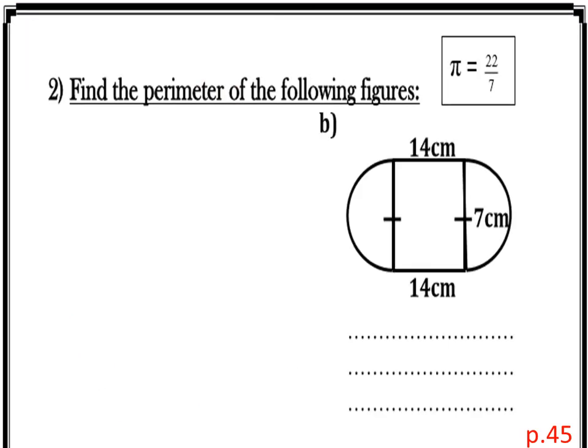And now in letter B, we have this figure. How can we find the perimeter? Here we have a half circle, as we said in the first question. And here we have another half circle. When we put them together like this, we will have a whole circle, which means C, the whole circumference. So the perimeter equals C plus line 1 plus line 2. So now we found the perimeter of the circle.